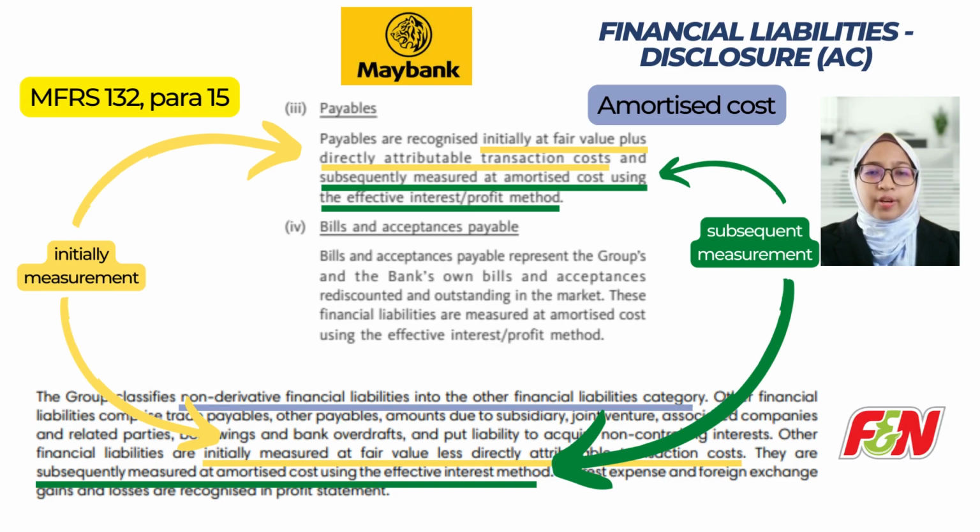As you can see, we have highlighted in yellow the initial measurement and in green the subsequent measurement. As another example, from another entity, they mention that non-derivative financial liabilities are grouped in other financial liabilities. They are initially measured at fair value less directly attributable transaction costs and subsequently measured at amortized cost using the effective interest method.